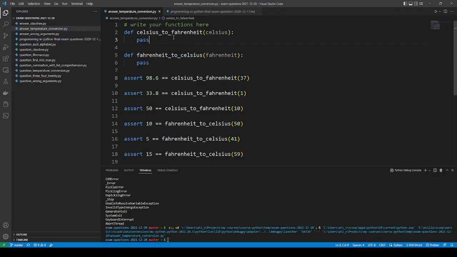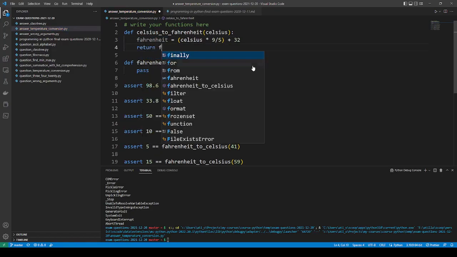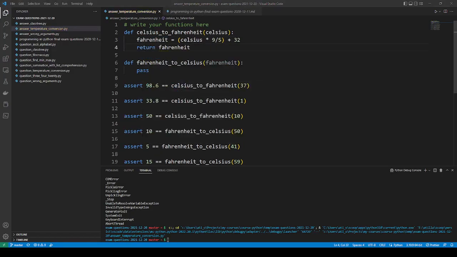Okay, let's see. This one is Celsius. I'm writing this as Fahrenheit, and I should return this Fahrenheit. And also here, this other one.